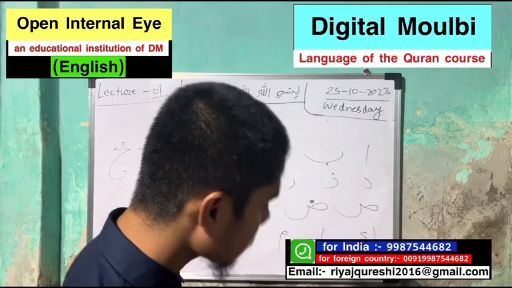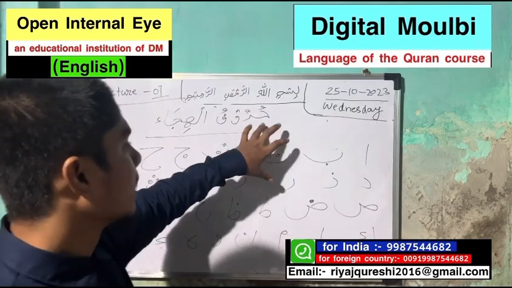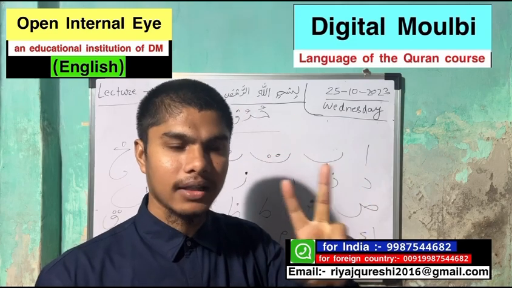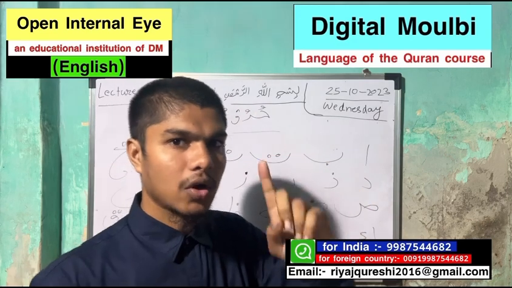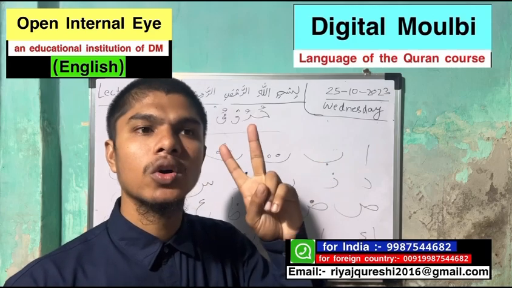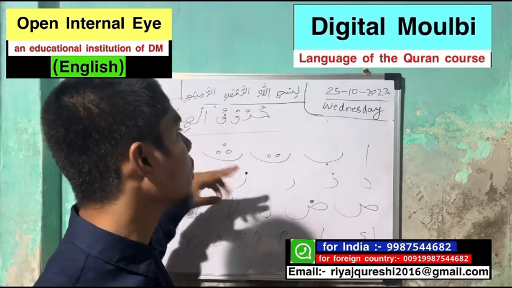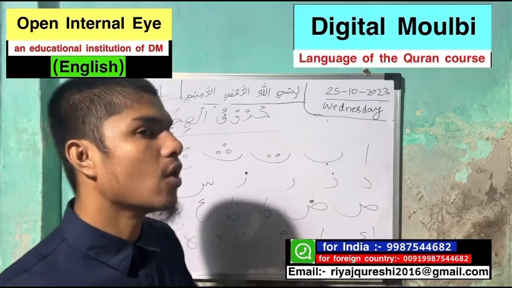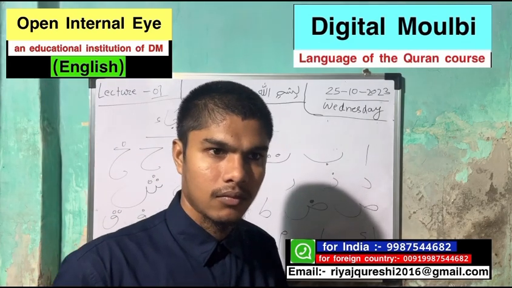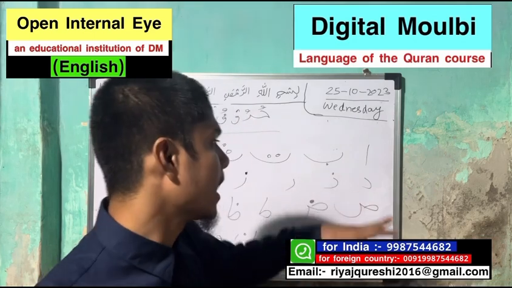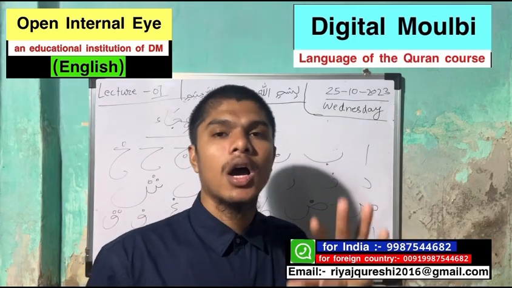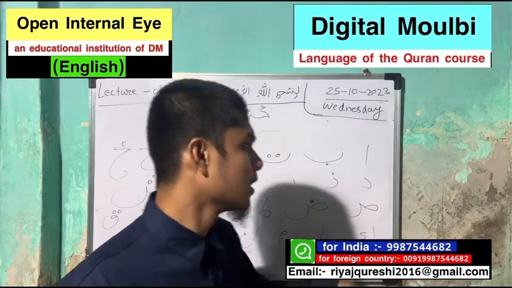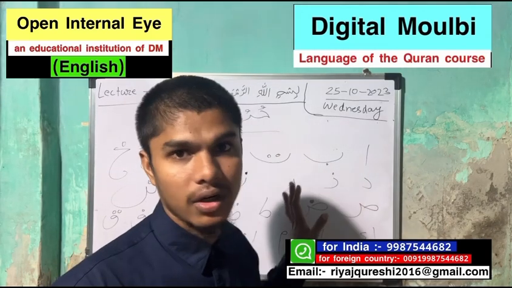So there are two names for the Arabic alphabet. Number one, Huruful Hija. Number two, Hurufe Tahajji. We are going to call it Huruful Hija, not Hurufe Tahajji. How many are they? There are 29 huruf of Arabic language, and I have already pronounced them.